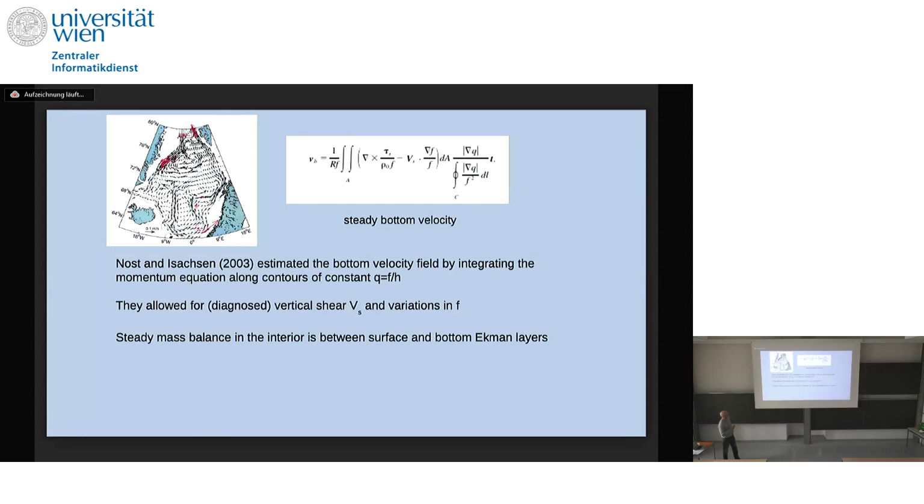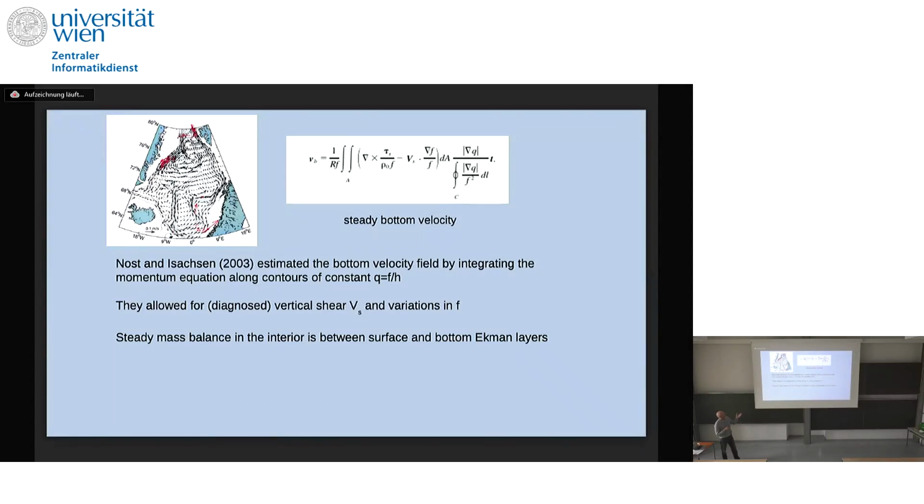So there's been some work done before. Here's an old, 20-year-old paper now by Nøst and Isachsen. They were interested in trying to understand the circulation along those closed topographic contours. They derive this expression. You can ignore the details. The point is there's a bottom velocity, V sub B. It's controlled by the area integral of tau, the wind stress. So del cross tau is the wind stress curl.